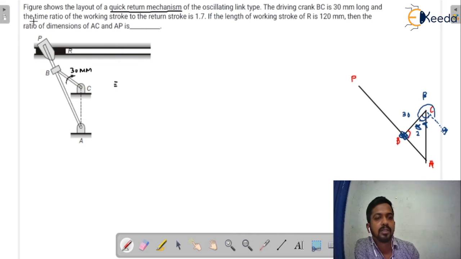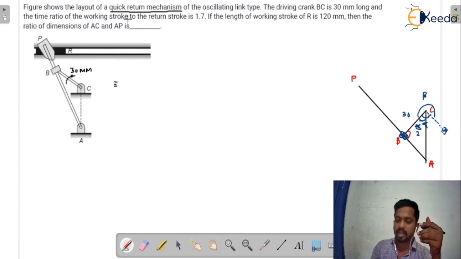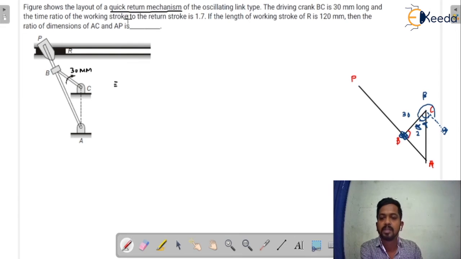Now we have to read the question. The time ratio of the working stroke to the return stroke is 1.7. Working stroke means cutting stroke, because the quick return mechanism is used in cutting machines for cutting operations. The applications of the quick return mechanism are the shaper and planer machines. In machine tool subjects, you will study the planer and the shaper machine, and they use quick return mechanisms. The working stroke is generally known as the cutting stroke, so don't be confused.